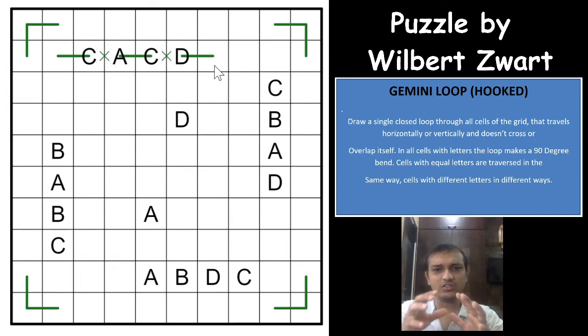So this gives us one configuration, or maybe one idea here: A and D will always have the horizontal line going towards the same direction, right? Either both A and D will go towards the right, or both A and D will go towards the left.